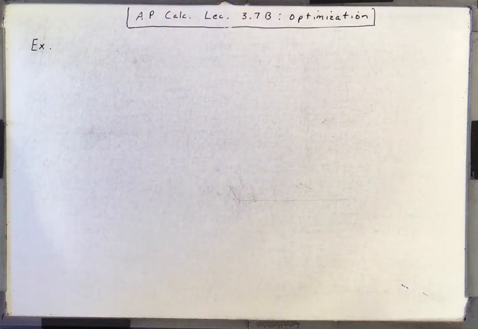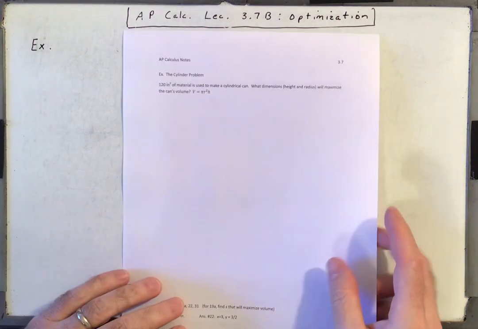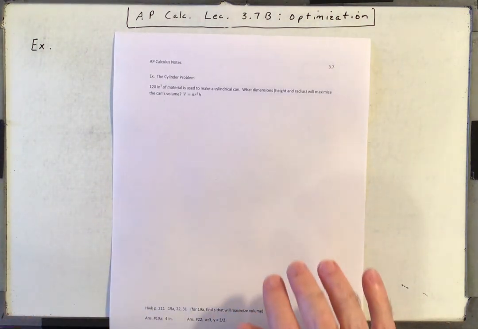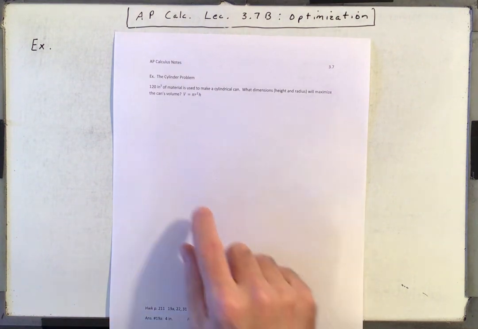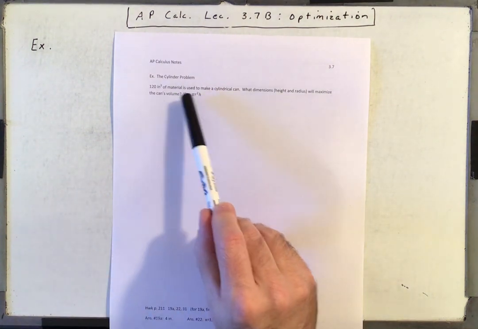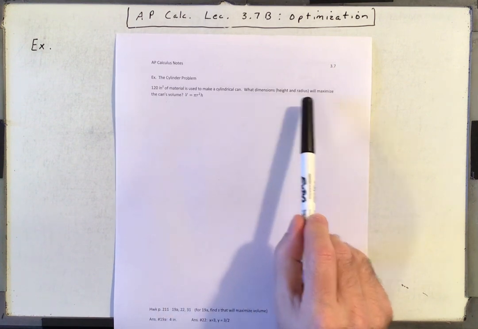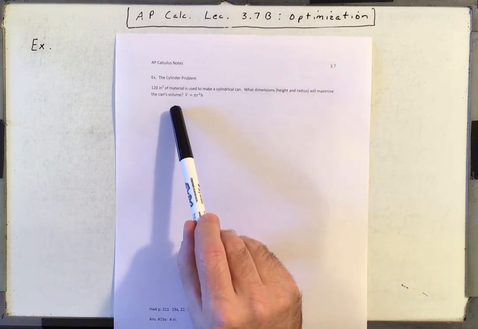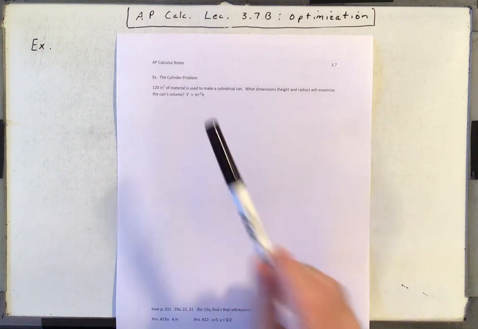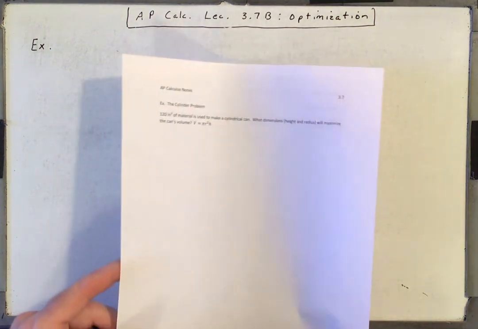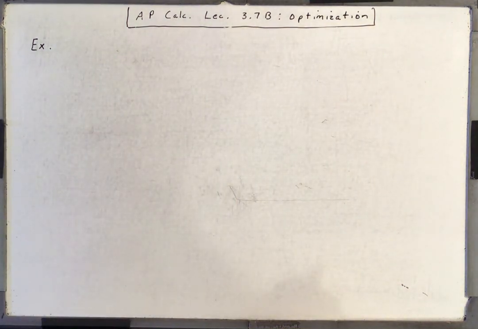So if you'll turn your page on the notes, we have got the cylinder problem. So I've got another, let's read through this. 120 square inches of material is used to make a cylindrical can. What dimensions, height and radius, will maximize the can's volume? And the volume is pi r squared h. Well, we have to put on our thinking cap a little bit here.